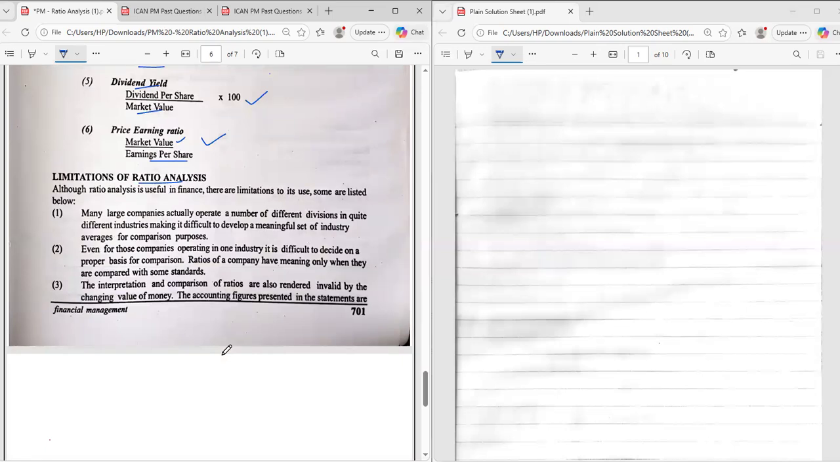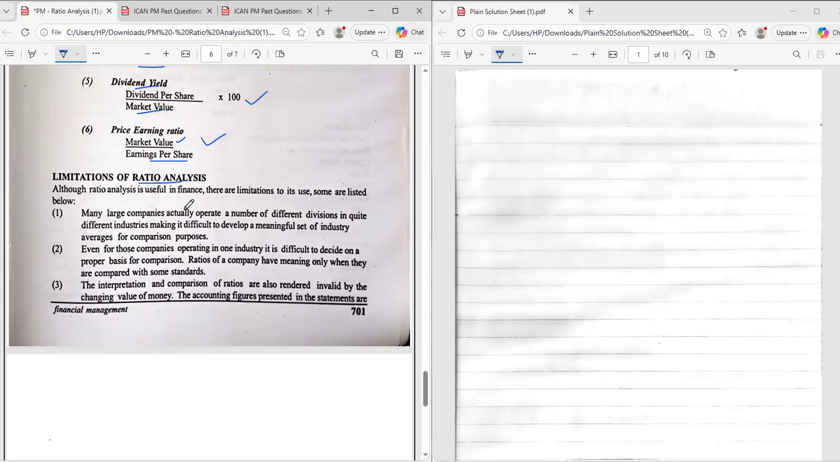Now, another limitation of ratio is industry limitation. You cannot be comparing the performance of Tesla with the performance of Dangote. Despite the fact that you use ratio to analyze Tesla and you use ratio to analyze Dangote, it does not mean that you can compare both. Tesla operates in a different world, Dangote operates in a different world. They are different organizations from different industries. That would be another limitation of ratio. I don't know if I'm making sense. Okay, so that is it.